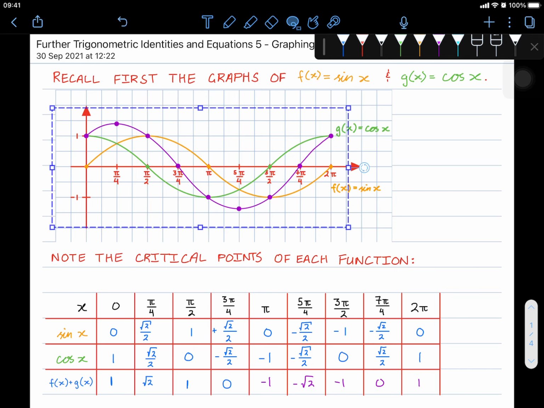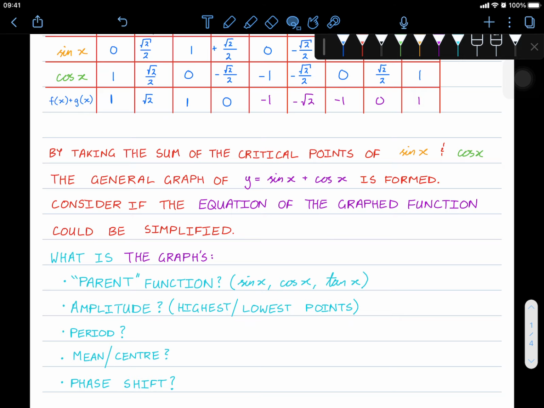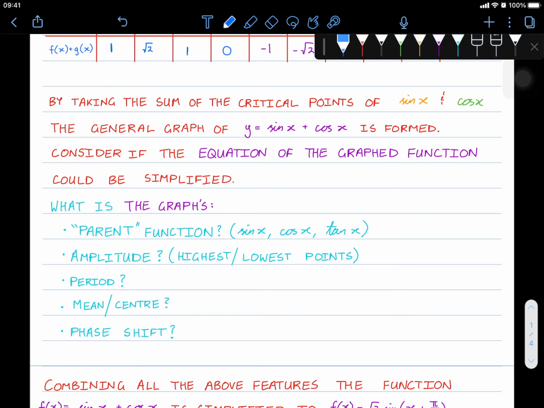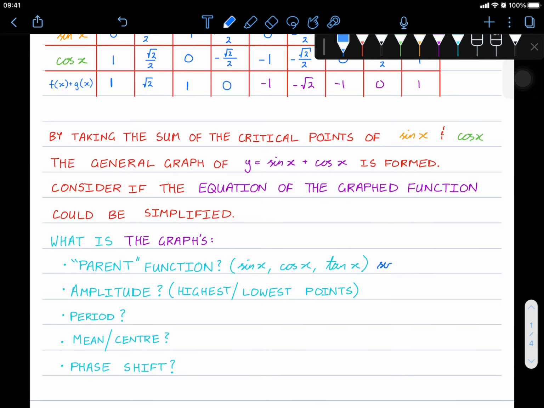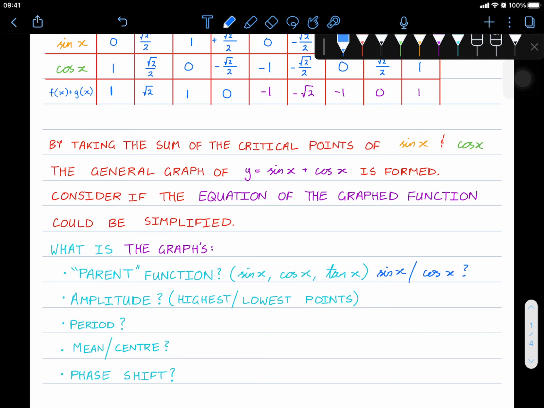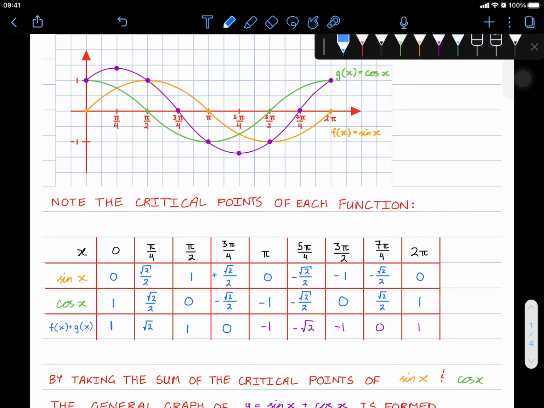Well, from that, the parent function actually could be sine, or it could be cos. We're unsure which one exactly, so it could be both. Okay. The amplitude, well, this one we can see definitely.